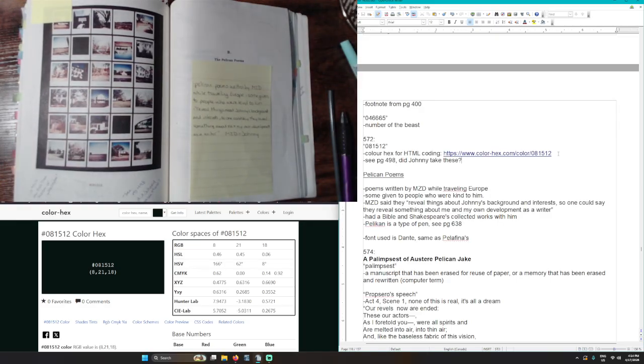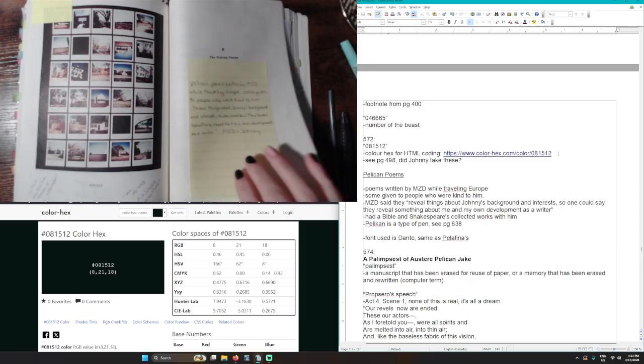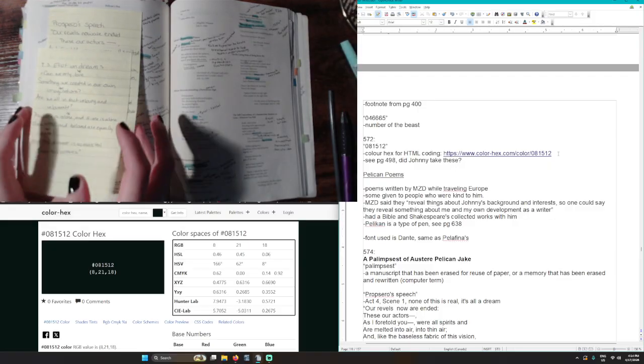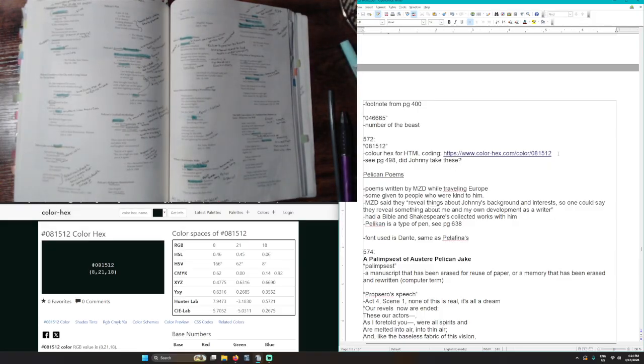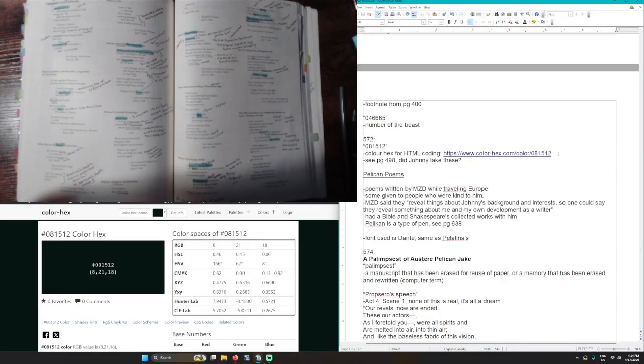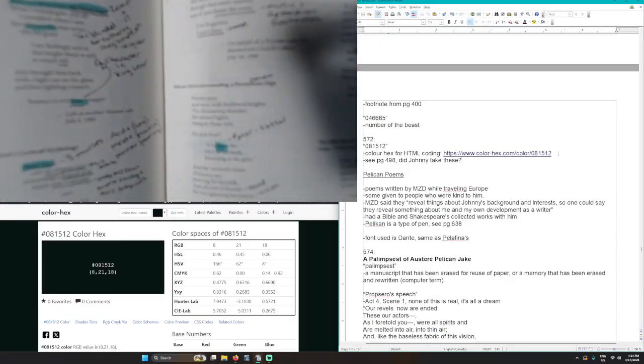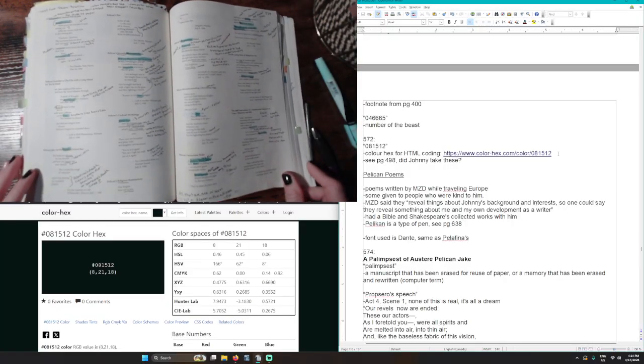Okay, and now we're going to move on to the Pelican poems. I apologize, these are like really tiny font. Hopefully it stays focused on this. I'm going to try and refocus it. There we go.